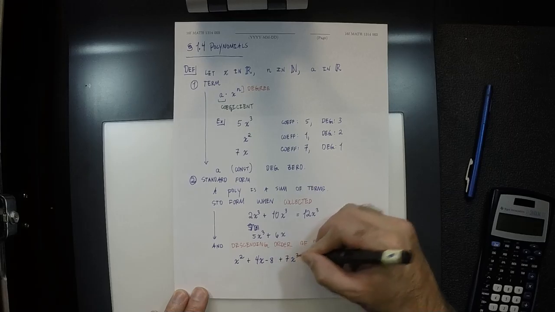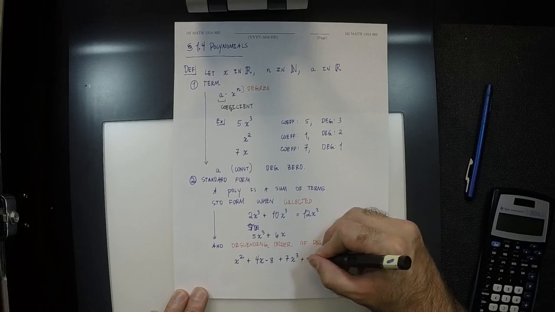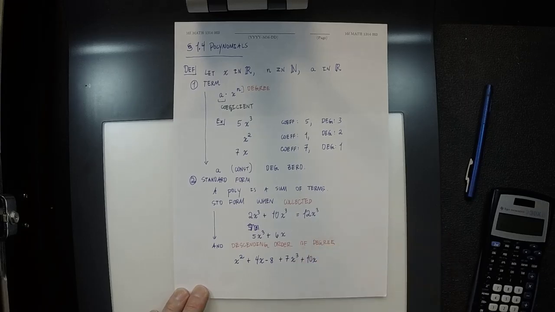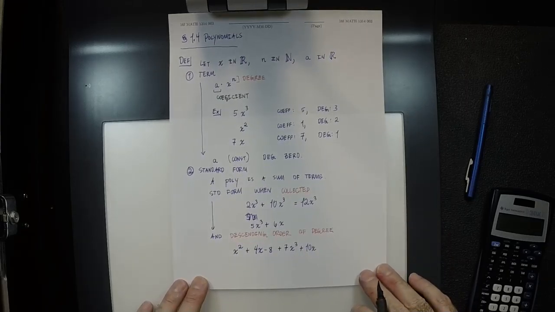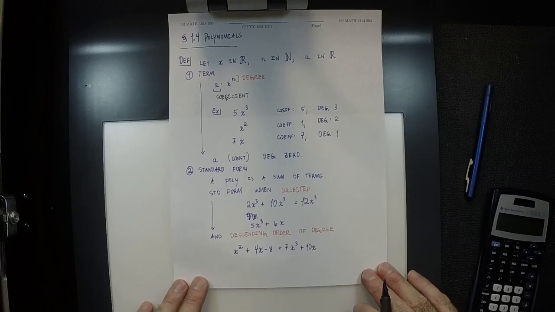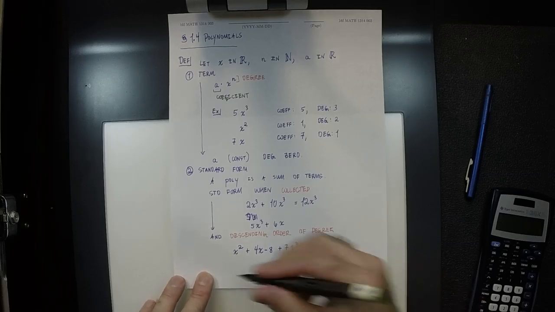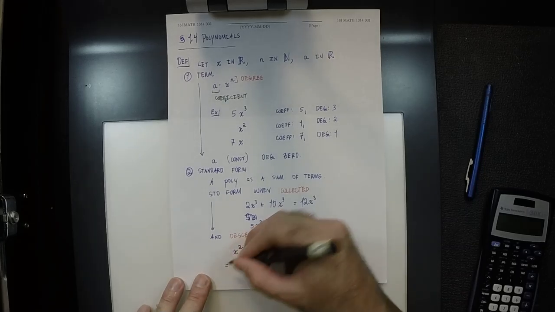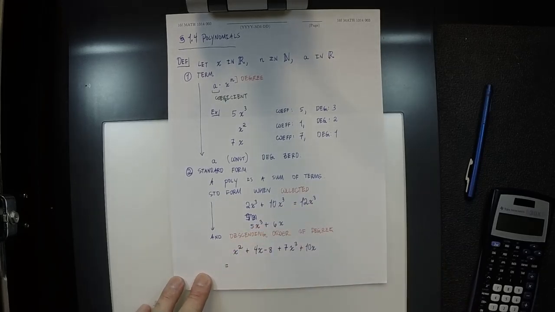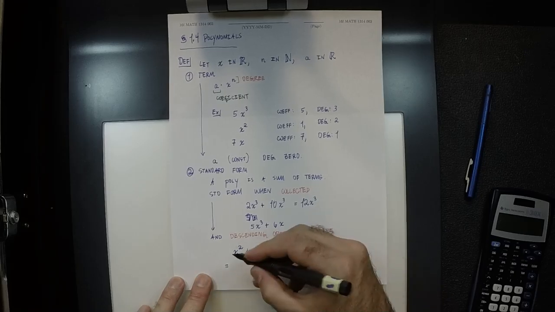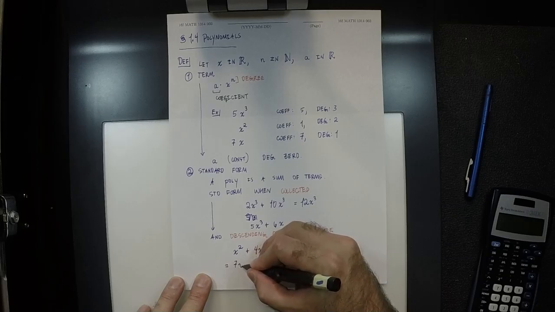So, to be clear, how about x squared plus 4x minus 8 plus 7x cubed, and then plus 10x. Is this written in descending order of degree? No. Is it collected? No. So let's collect and write in descending order of degree.